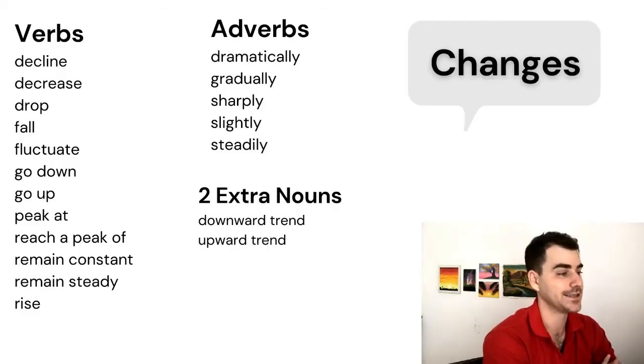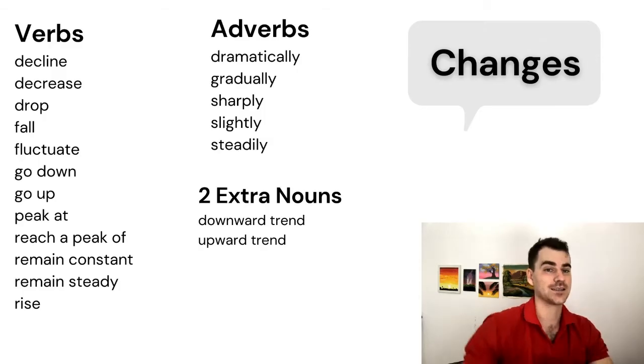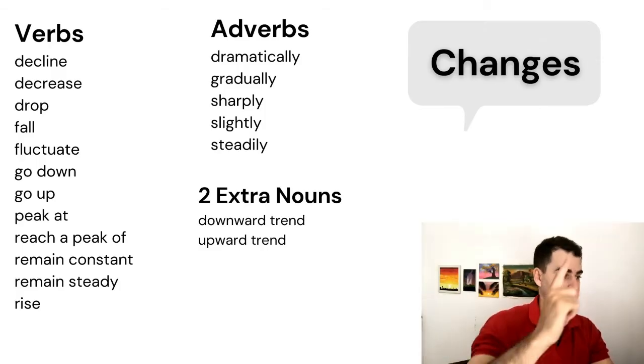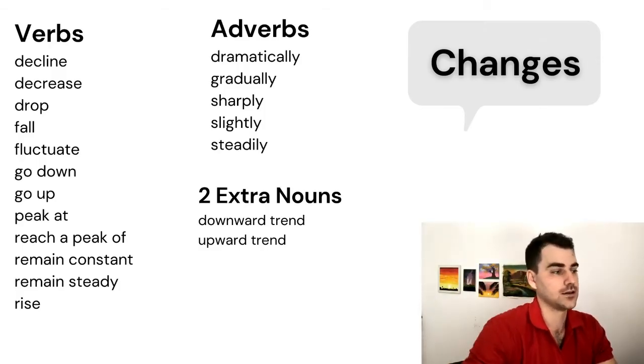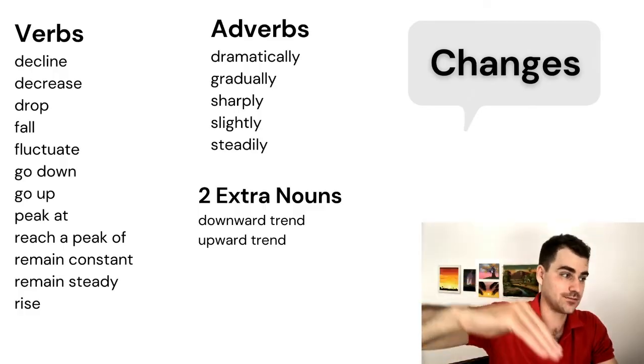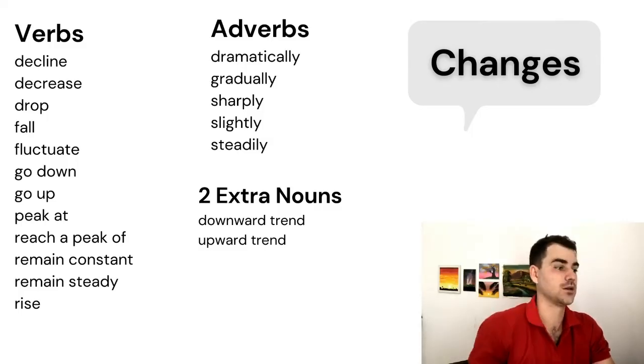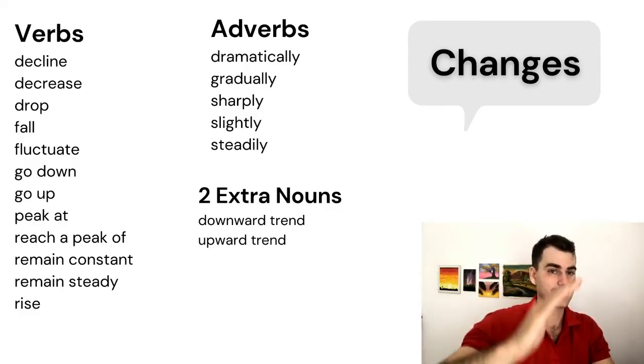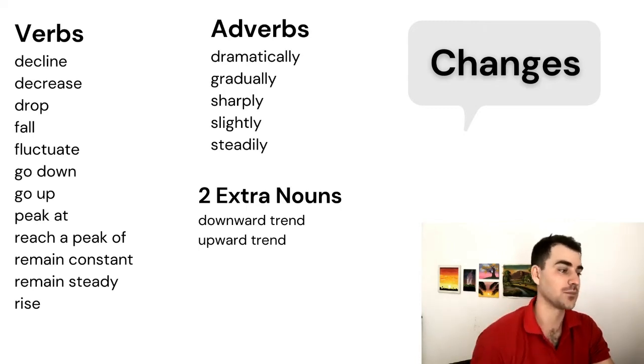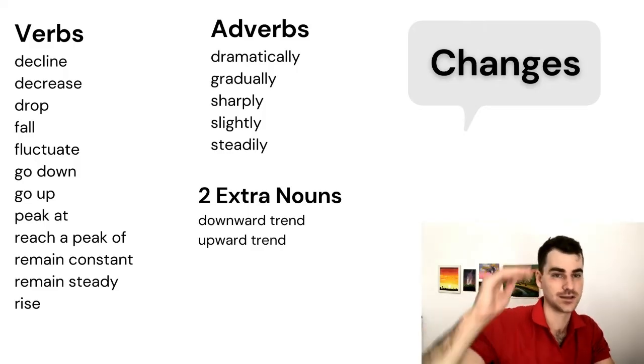Here are the verbs: decline, decrease, drop, fall, fluctuate, go down, go up, peak at, reach a peak of, remain constant, remain steady, and rise. So some of these verbs mean go down: decline, decrease, drop, fall. Some of them mean go up: increase, rise. And fluctuate. Do you know what fluctuate means? It means up and down. Something is changing, it's going up and down. And when we say reach a peak, that means we're talking about the highest point of something.